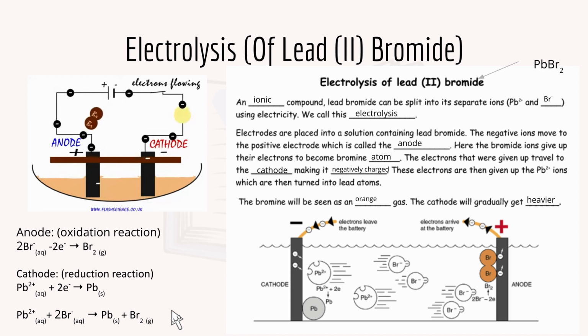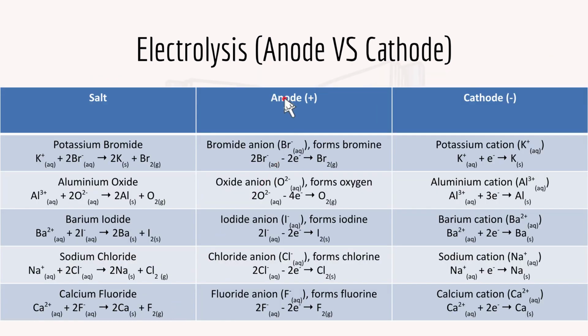So we'll move on now to anode versus cathode. You can have a look at the salt right here. And here's what happens in each of the anode and cathode, like potassium bromide. In the anode, the bromide ion forms bromine, and in the cathode is the potassium cation. You can see, at the anode the process is called oxidation, so it's the loss of electrons. So you can see they're all loss of electrons. And at the cathode, it's reduction, the gain of electrons.